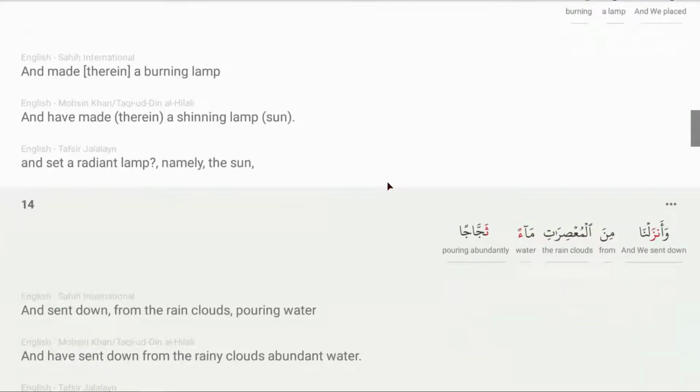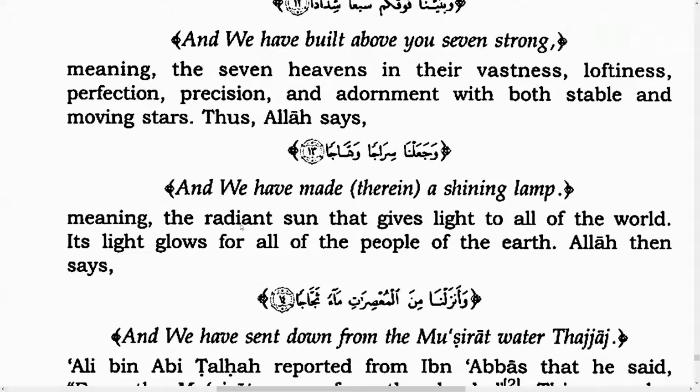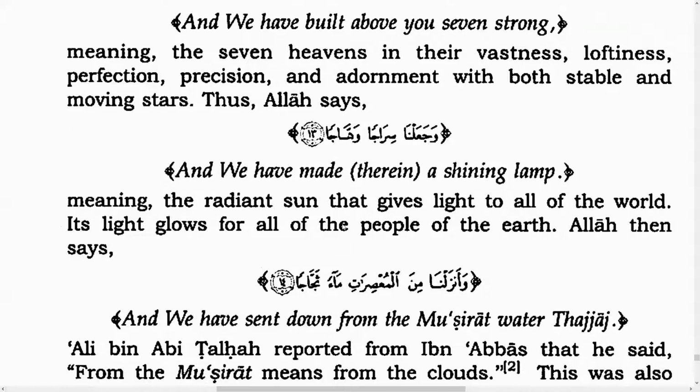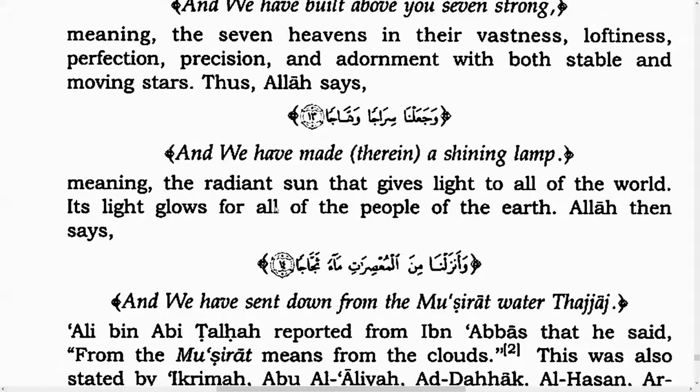Sirajam Wahhaja. So what does Ibn Kathir rahimahullah say about it? Meaning the radiant sun that gives light to all of the world. The sun, Sirajam Wahhaja. Its light glows over all the people. Wahhaj, it's glowing over the earth.